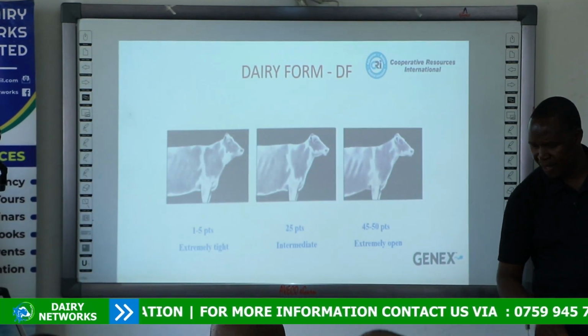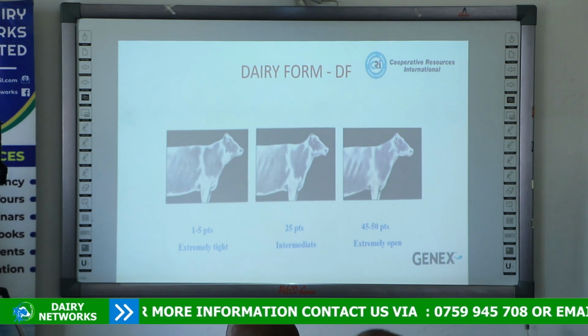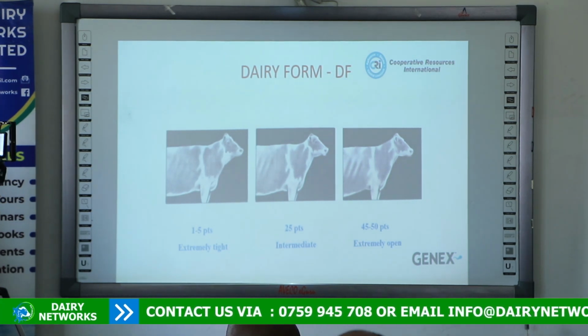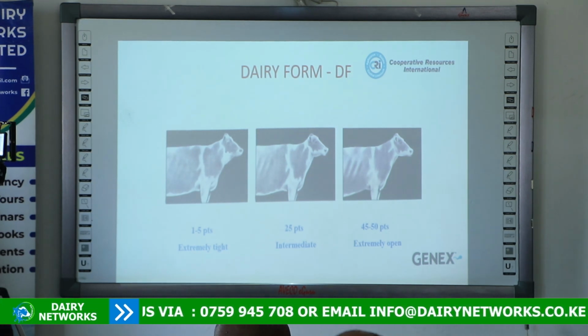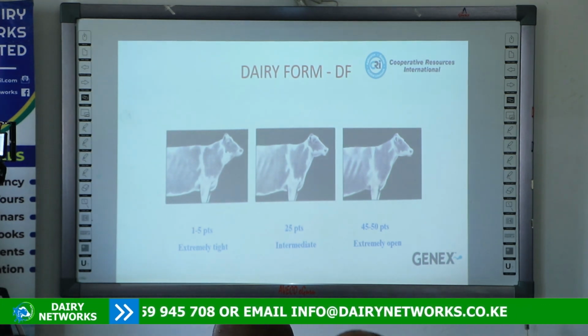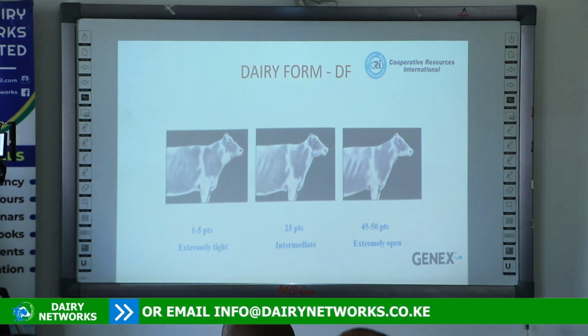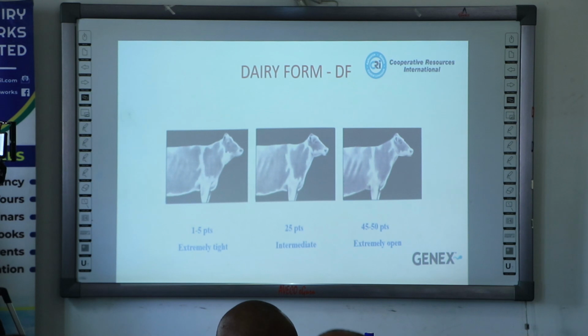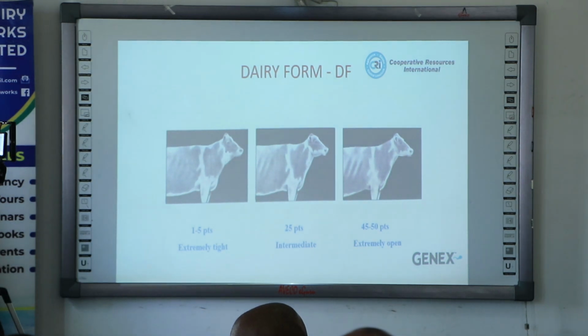Then I've been jumping some things because of time. Then there is what we call dairy form. Dairy form is an aspect that we want a dairy cow, chochote kile itakura, to convert into milk. Dairy cows, we don't want them to convert into meat or fat. We want them to convert to milk. So if you look at a typical good dairy cow, the neck is thin, long and slender. Neck doesn't have meat.